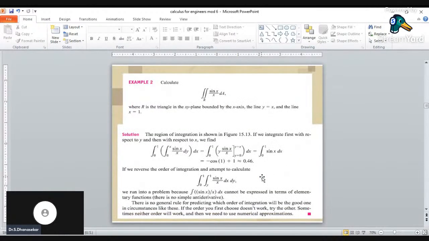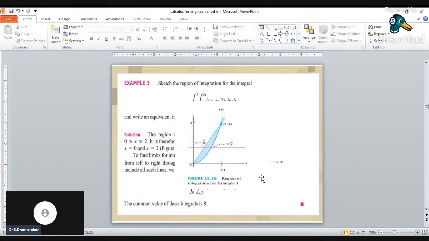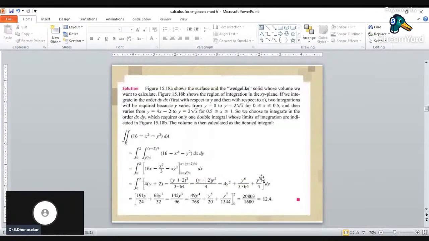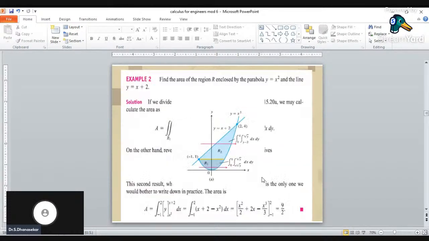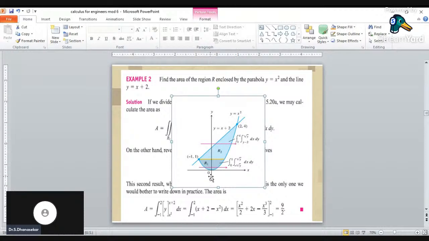Okay. Now let's go to the properties of double integral, or not needed. Triangular region. So we have many things to do. Now, sometimes you see problems like: find the area of the region enclosed by the parabola y equal to x square and the line y equal to x plus 2.